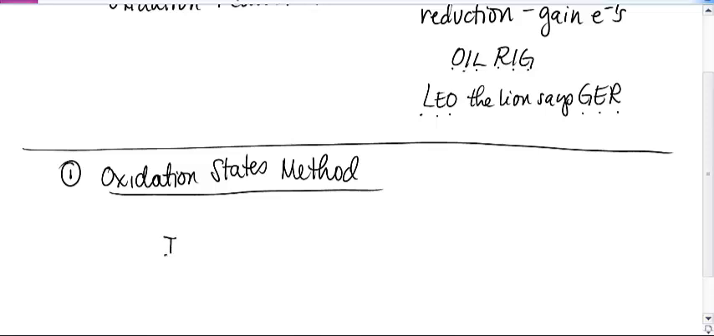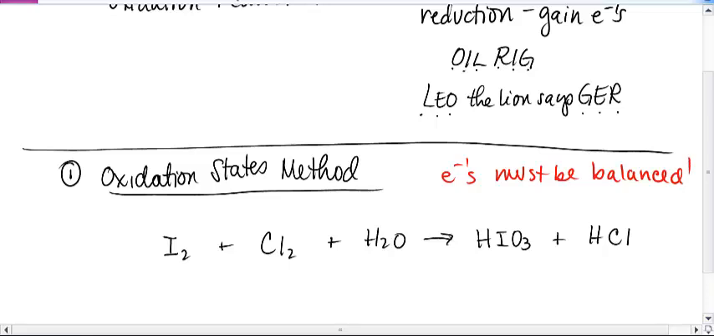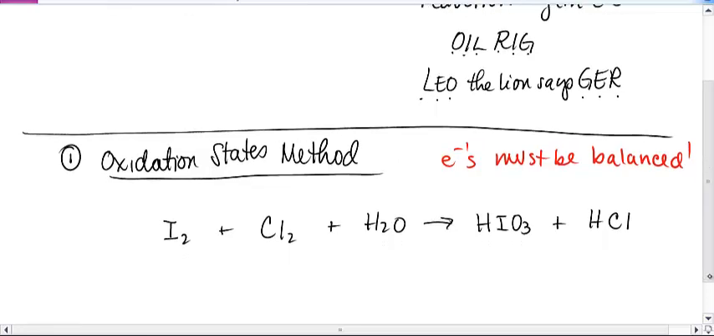So I'm going to use an example like this: iodine plus chlorine plus water yields HIO3 and HCl. We're going to go ahead and balance it, but the key with oxidation reduction reactions is that the electrons must be balanced. The electrons lost and the electrons gained have to be equal. Normally we just make sure the atoms add up, but here we have to make sure the electrons are accounted for.